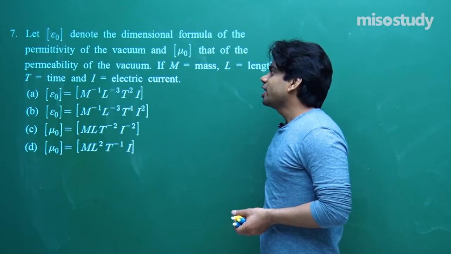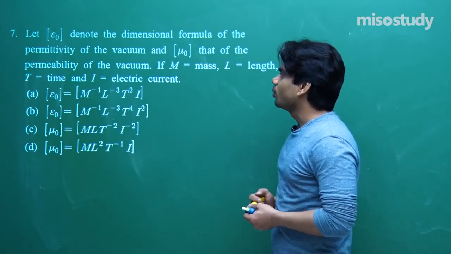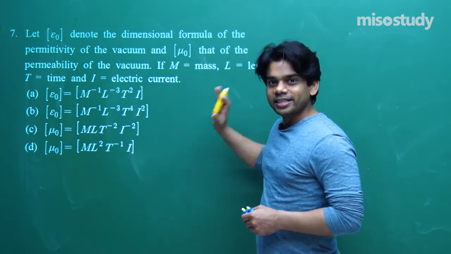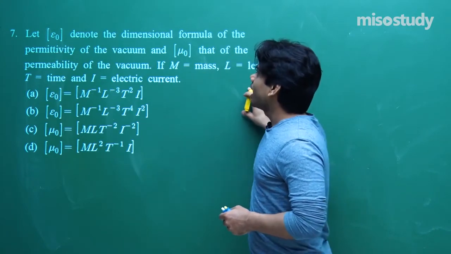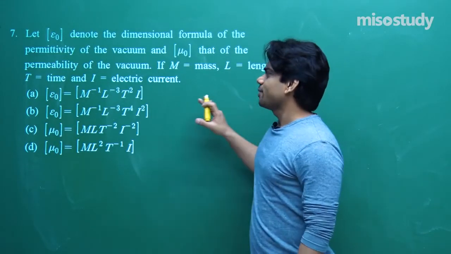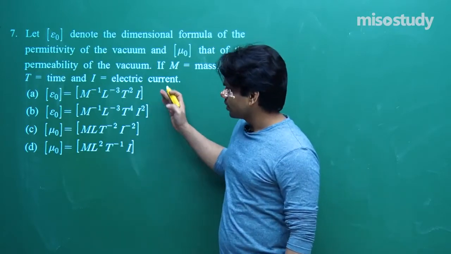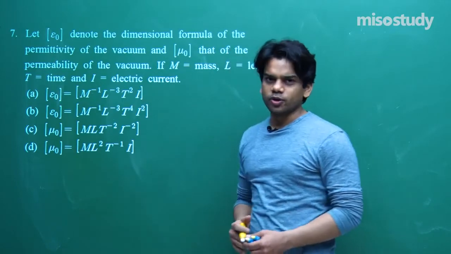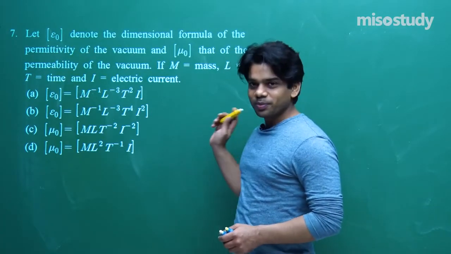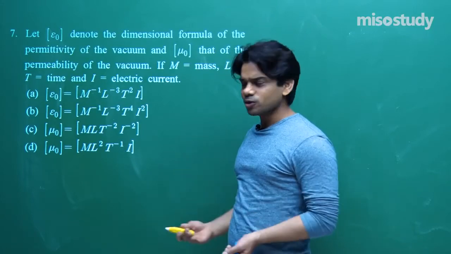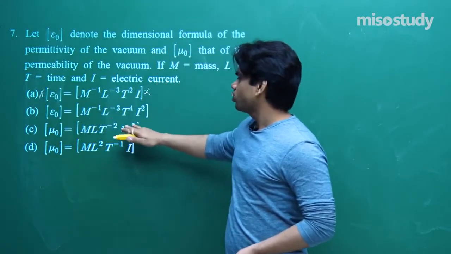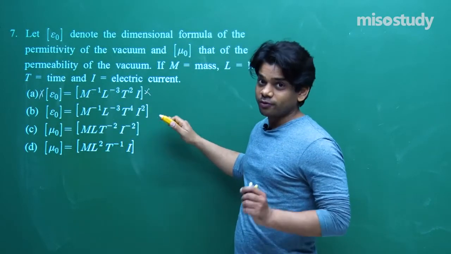Question number 7. Let epsilon naught denote the dimensional formula of the permittivity of vacuum, as we have used epsilon naught in this exercise, and mu naught that of the permeability of vacuum. If M is mass, L is length, T is time, and I is electric current, then for epsilon naught you have to choose any 2, and for mu naught only one. In today's class we have already discussed epsilon naught, so I will not repeat it, as that would take more time. This was the incorrect response for epsilon naught. We got M power -1, L power -3, T power 4, I power 2. This we have done today.